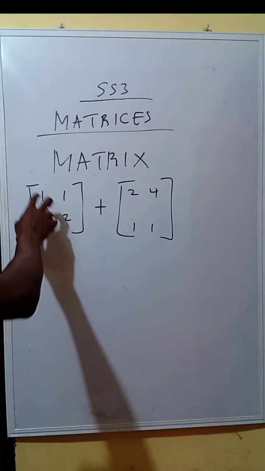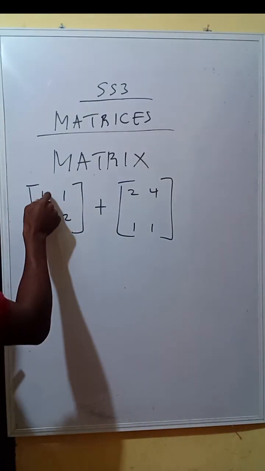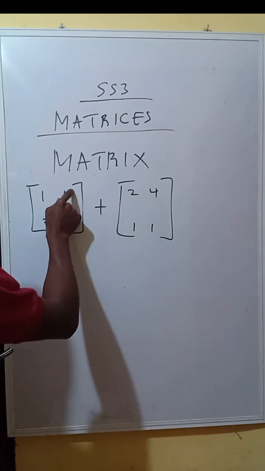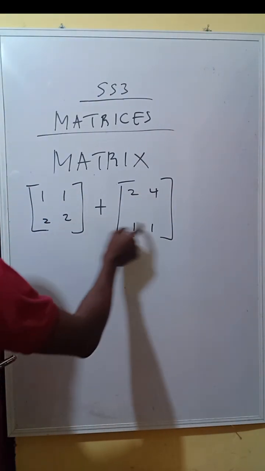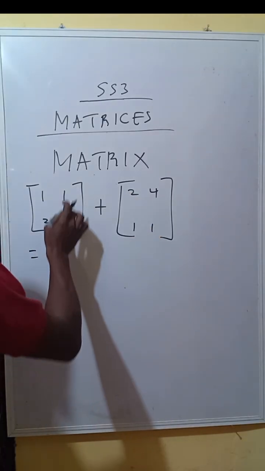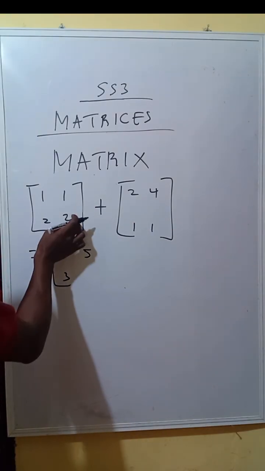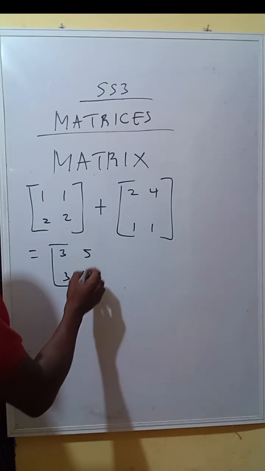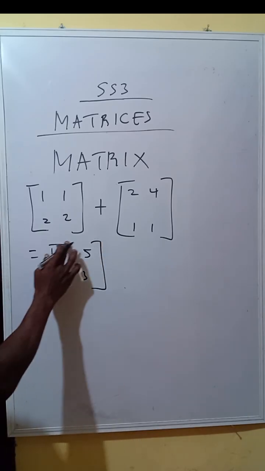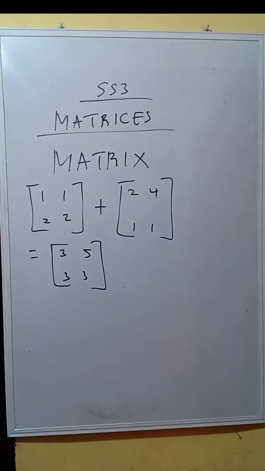So this is a square matrix, 2 by 2, 2 rows, 2 columns. If you want to add, it's very, very simple. This entry adds to this entry, this entry adds to this entry, and so on. So this will give you 1 plus 2, 3; 1 plus 4, 5; 2 plus 1, 3; 2 plus 1, 3. This is the addition of these two matrices. What if it has to subtract?